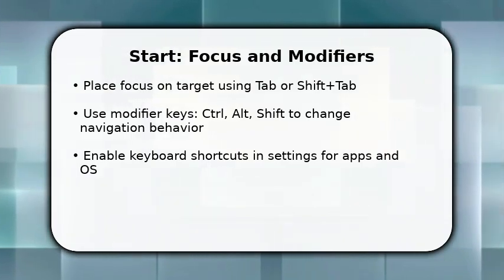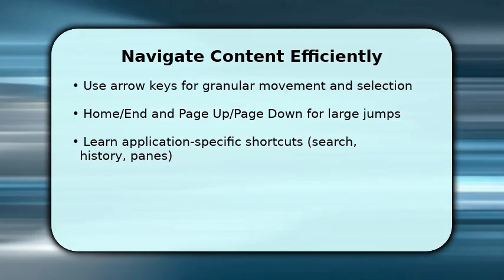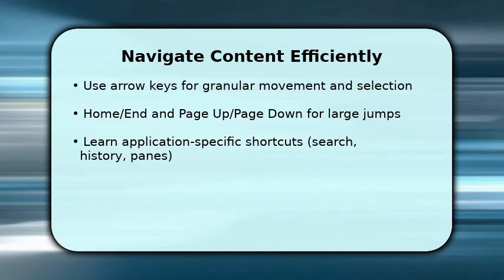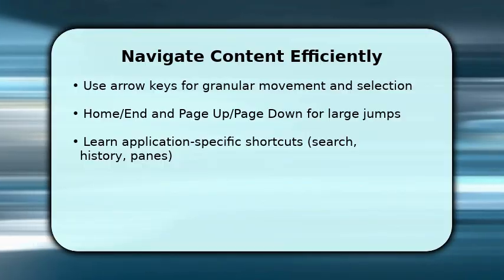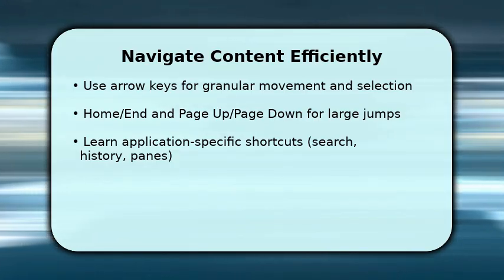You now refine control with directional and page keys. Arrow keys move character or cell by cell, while Home and End jump to line start or finish. Page Up and Page Down traverse larger blocks. Once comfortable, layer selection by adding Shift to arrows and use Control with arrows to jump words or blocks. Make sure to memorize critical application shortcuts like search, switch panes, or history to avoid context switching. Practice sequences that combine search plus jump so you can reach targets in 2 or 3 keystrokes.